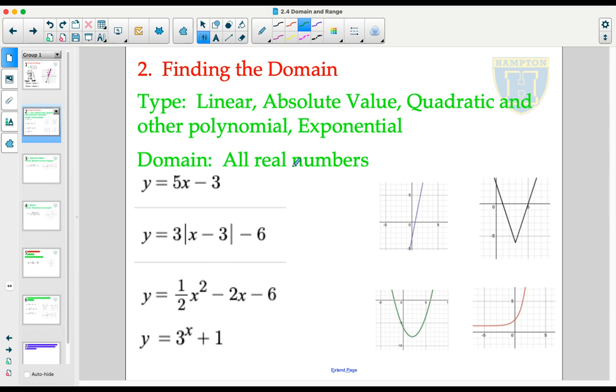Granted, we may be only interested in certain values, but there's no algebra to be done here. As long as you can convince yourself that any type of real number would work when substituted into these functions, then you should have no problem rationalizing the fact that the domain is all the real numbers.